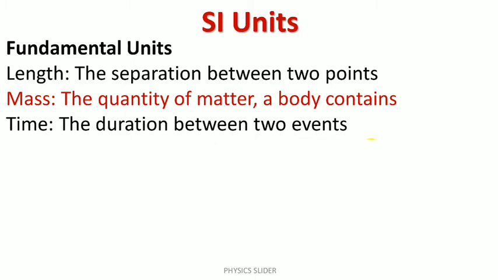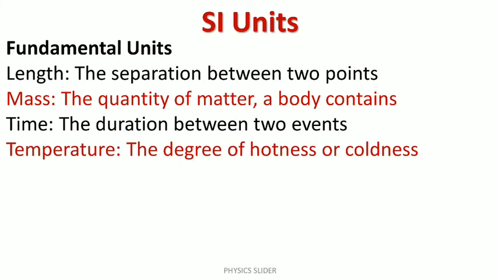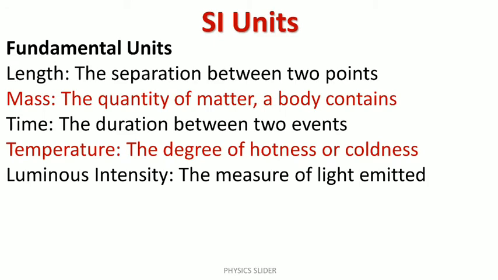The starting time or the end time. The duration between those 2 events we say as time. And the temperature. The degree of hotness or coldness is called temperature. Now, the luminous intensity. The measure of light emitted from a light source is called luminous intensity.